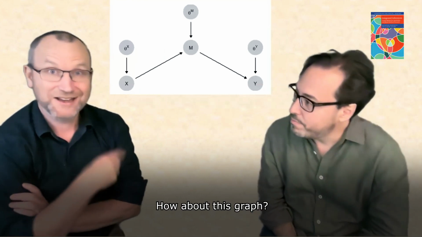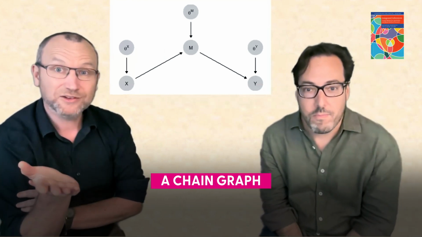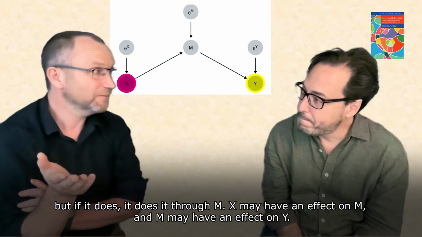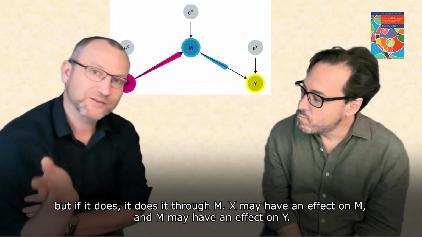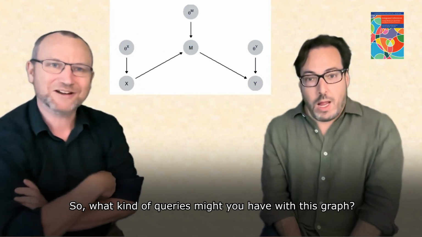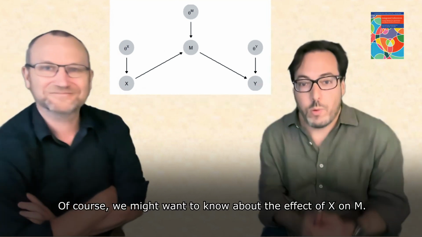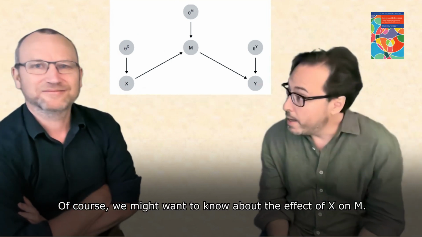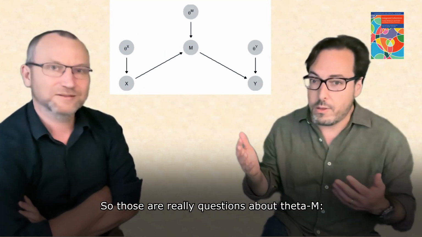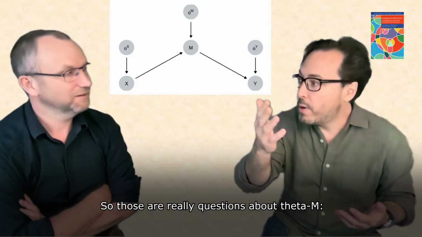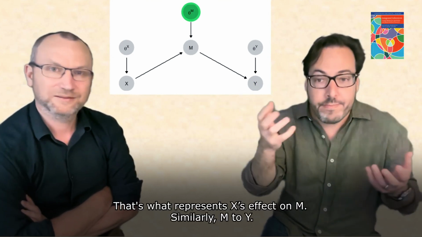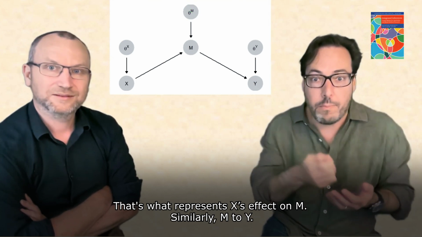How about this graph? This is called a chain graph. This is a graph where X might also affect Y, but if it does, it does it through M. X may have affected M and M may have affected Y. So what kind of queries might you have with this graph? Well, of course, we might want to know about the effect of X on M. Does X affect M? Does X have a positive effect on M? Does it have a negative effect? Those are really questions about theta M. What is the value of theta M? That's what represents X's effect on M.